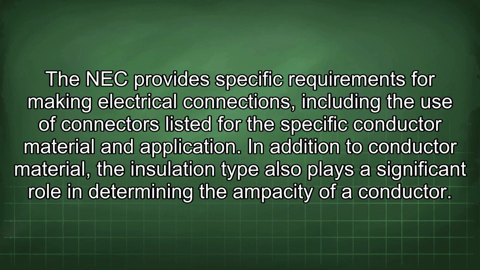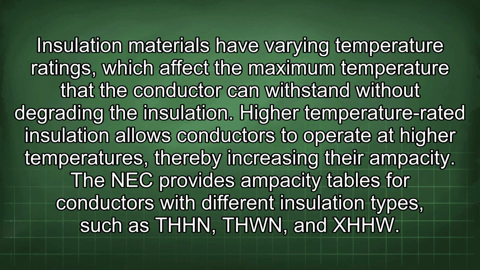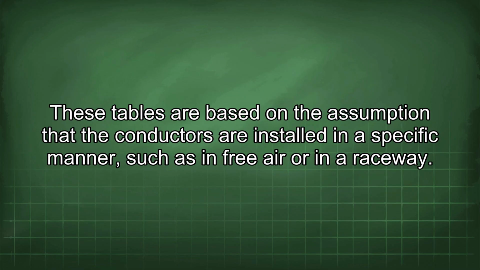and application. In addition to conductor material, the insulation type also plays a significant role in determining the ampacity of a conductor. Insulation materials have varying temperature ratings, which affect the maximum temperature that the conductor can withstand without degrading the insulation. Higher temperature rated insulation allows conductors to operate at higher temperatures, thereby increasing their ampacity. The NEC provides ampacity tables for conductors with different insulation types, such as THHN, THWN, and XHHW. These tables are based on the assumption that the conductors are installed in a specific manner, such as in free air or in a raceway.